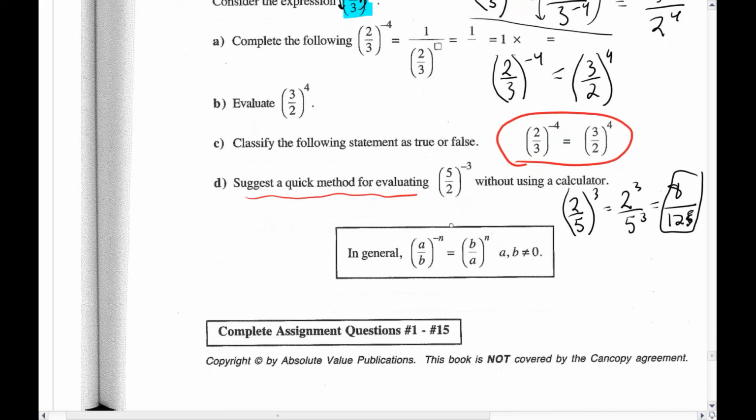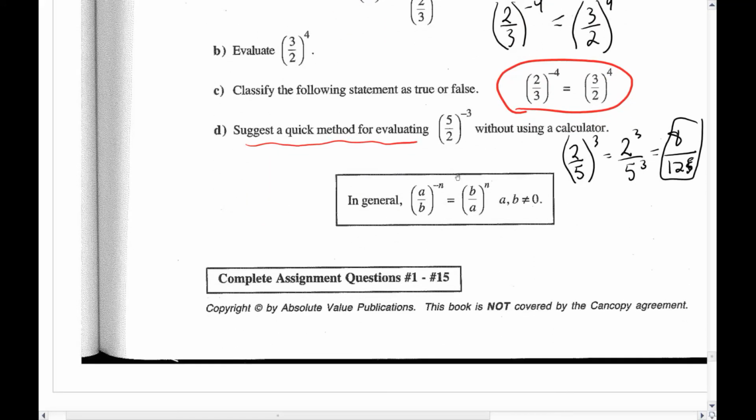Hopefully that makes sense. Negative exponents seem scary. They're not so bad. They're just unhappy. Put them into a location where they're happy. If they're in the top, put them in the bottom. If they're in the bottom, put them in the top.